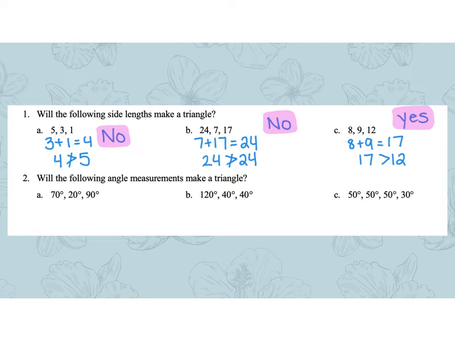Question 2 says, will the following angle measurements make a triangle? So we know that our angles have to add together to be 180 degrees. So we'll take the angle measurements given to us and add them together to see if it equals that. So we'll add together 70 plus 20, which is 90, and add the other 90-degree angle, and we get 180 degrees. So this would form a triangle.